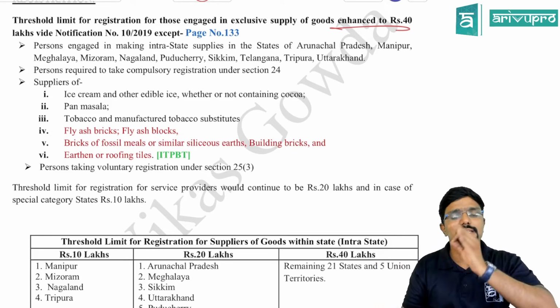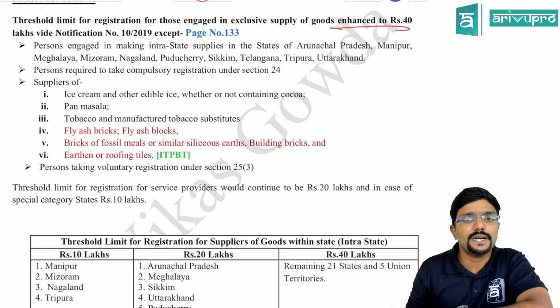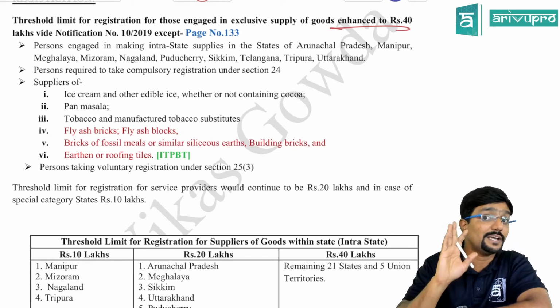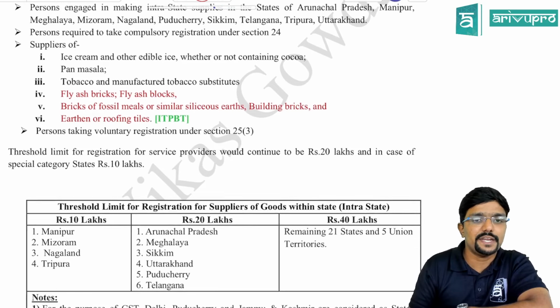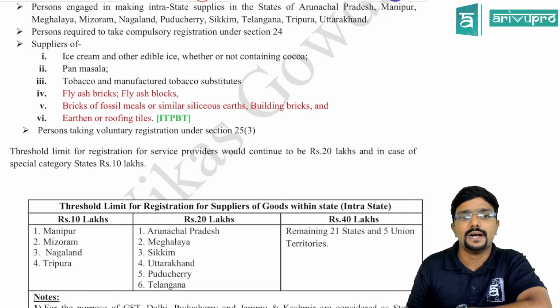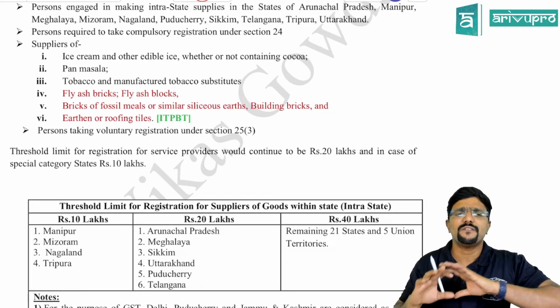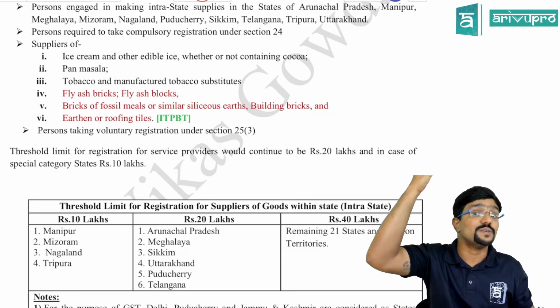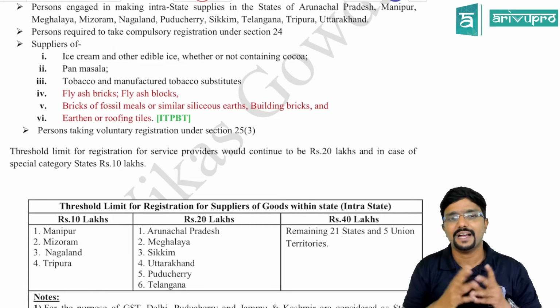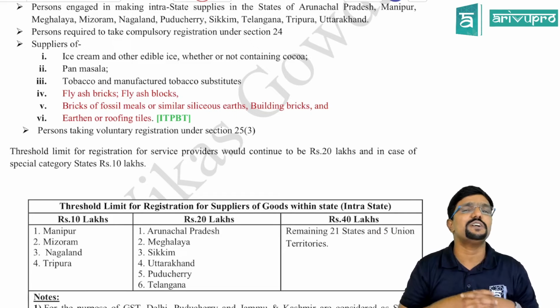What are those? Ice cream and other edible ice, whether or not containing cocoa, pan masala, tobacco and manufactured tobacco substitutes. These were already there, but aerated water is not covered here. Please be careful, guys. Now they have added 3 more items. What are those? Fly ash bricks, fly ash blocks, bricks of fossil meals or similar siliceous earths, building bricks, and earthen or roofing tiles. These are very similar to whatever was added in our composition scheme, similar items, guys. Clear? So in short, I name them as IT PBT. IT, the information technology, is the most profitable sector. So keeping that, I have made this shortcut IT PBT.